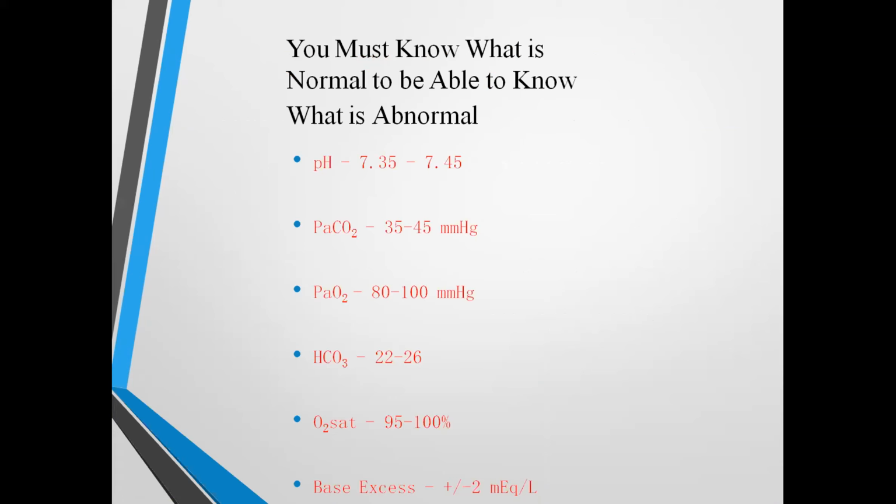Now we'll come to ABGs. For ABGs, the most important thing is that you must know what is normal, then you can know what is abnormal. These are the common parameters in ABGs that we will be studying in coming slides. pH, power of hydrogen. The normal value is from 7.35 to 7.45, and PCO2 is from 35 to 45 millimeters of mercury, and PaO2, partial pressure of oxygen, from 80 to 100, and bicarb is from 20 to 26, and arterial saturation is from 95 to 100, and base excess is minus 2 to plus 2.